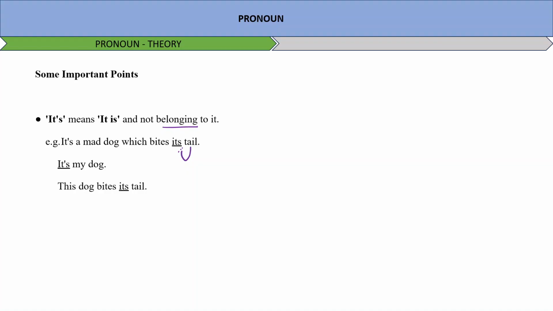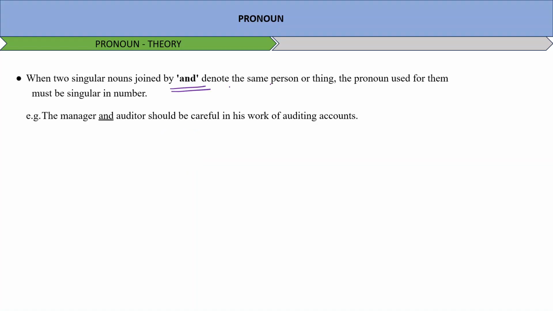Now, the another rule here: when two singular nouns are joined with the help of and, they denote the same person or thing. The pronoun used for them must be singular in number. I'll explain how this is happening. The rule says when two singular nouns are joined by and, so you are joining two singular nouns with the help of and, but they are indicating the same person, they are denoting the same person or thing.